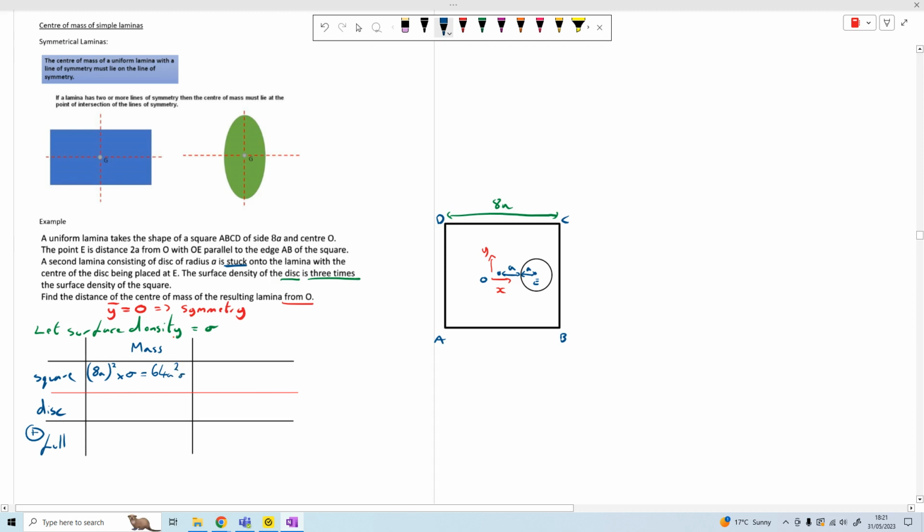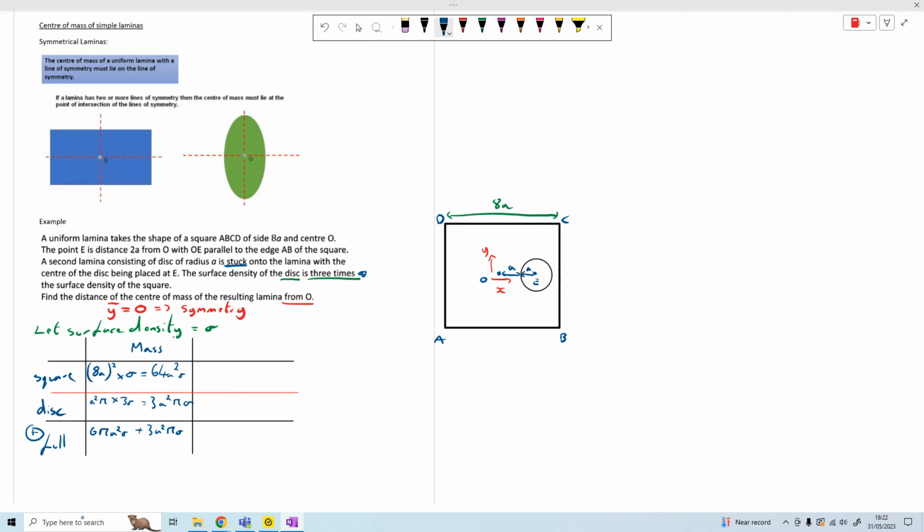Now let's do the mass for the disc. The area of the disc is pi r squared, so a squared times pi, and then times its density. Remember, it's 3 times, so it's 3 sigma. I end up with 3a squared pi sigma. Now I need the full mass, which is those two things added together: 64a squared sigma plus 3a squared pi sigma.